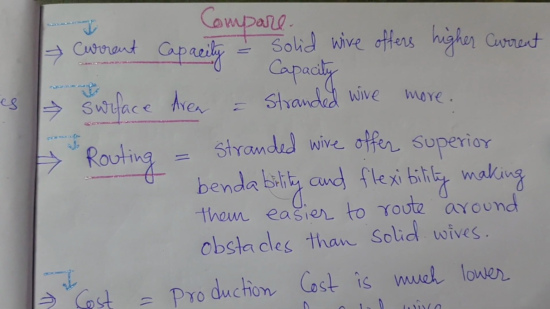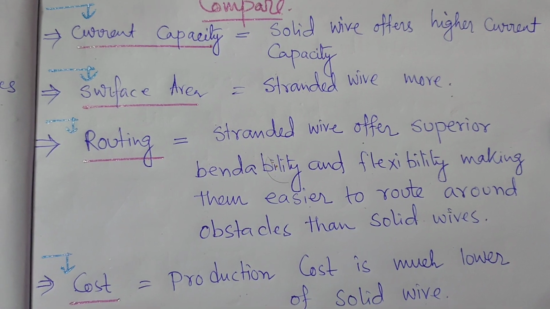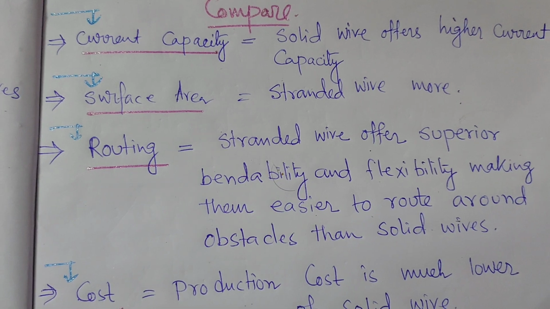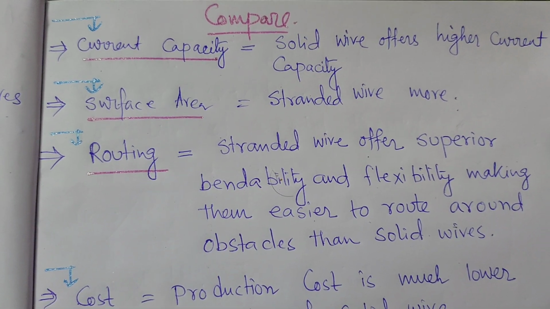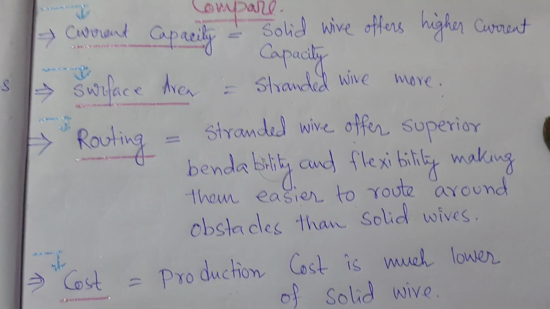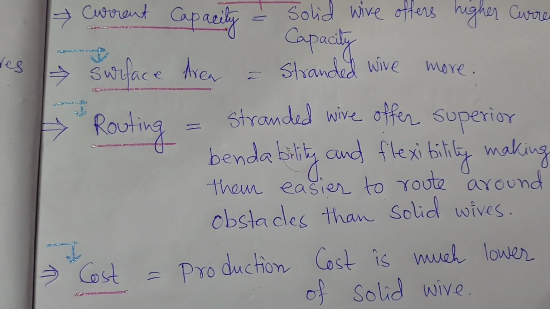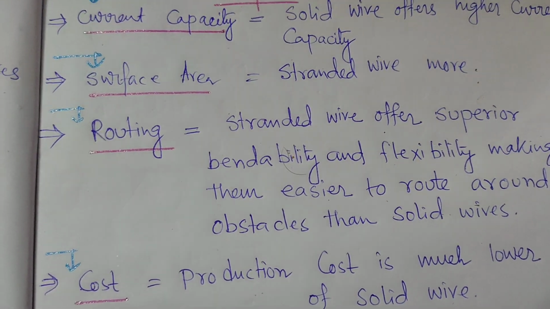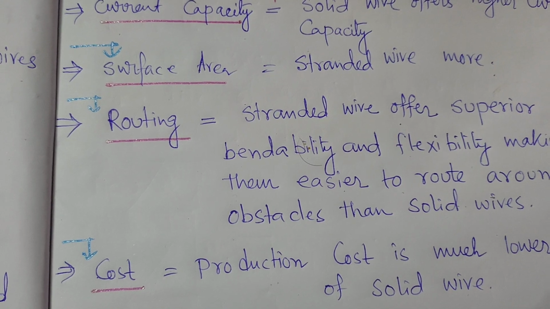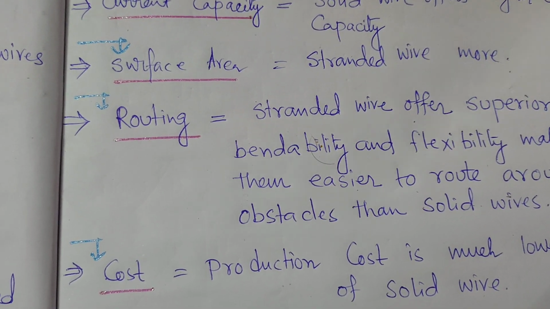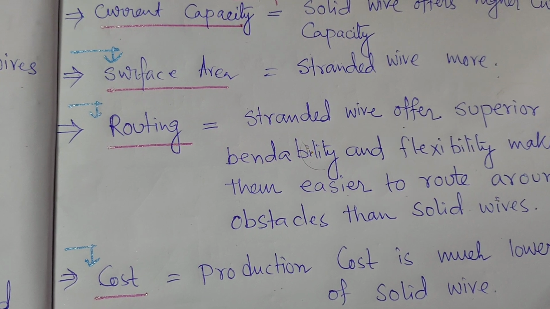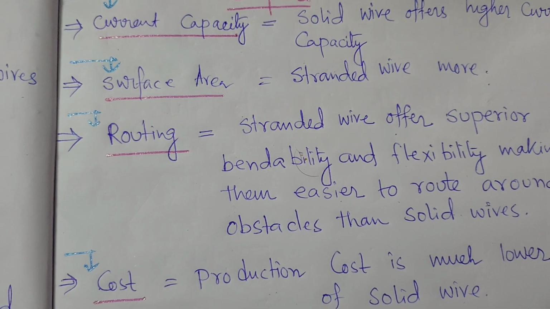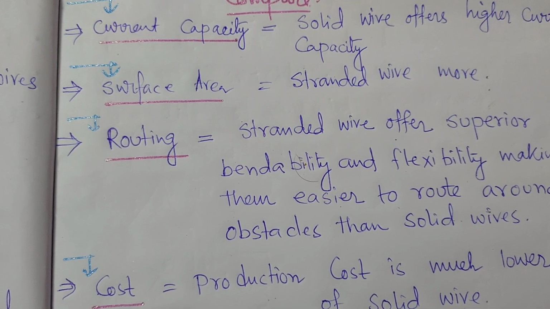Okay friends, if we compare these two types of conductor, the first point that comes to mind is current capacity. The solid wire offers high current capacity. For surface area, the stranded wire has more surface area, because lots of thin wires are twisted into a bundle, and there are also air gaps, so the surface area is more than the solid wire. That's why it can dissipate a lot of heat.